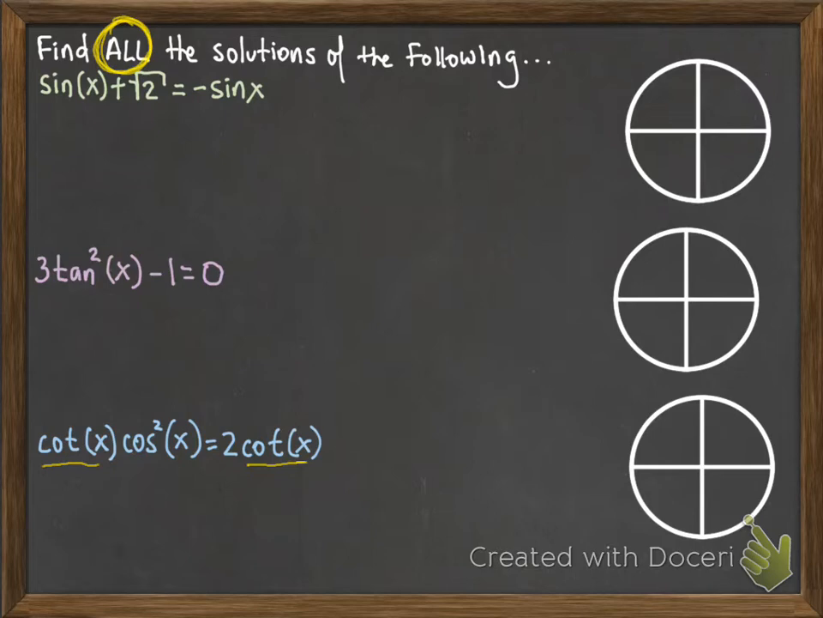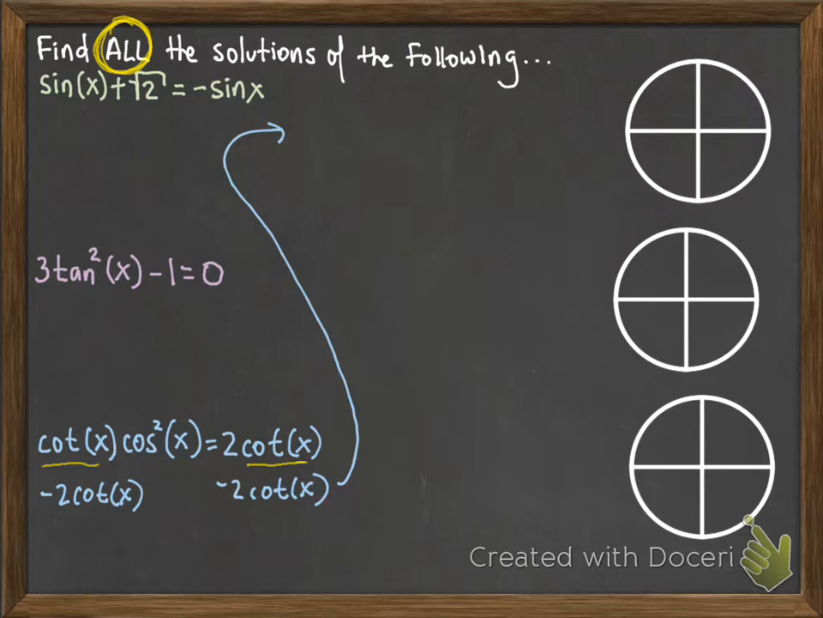You don't want a variable to completely go away and just be left with cosine squared x equals, in this case, 2. So that would be incorrect. What we do want to do is move everything to one side. So I'm going to choose to move all the cotangent stuff to the left-hand side, like that. I'm going to start way back up here to give us some room. This gives us cotangent of x times the cosine squared of x minus 2 cotangent x equals 0.